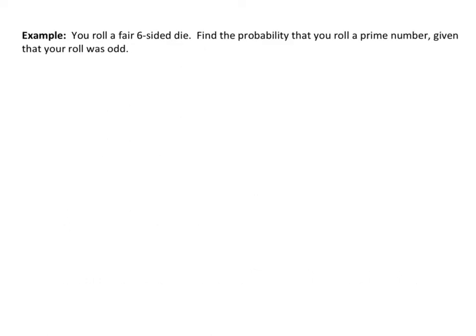So here's this simple example. Let's say that you roll a fair six-sided die, and I ask you to find the probability that you roll a prime number given that your roll was odd. I'd really like to do this problem two ways. I'd like to do it just thinking about it, and then I'd like to use the formula and show you that we get the same thing. Now, to be fair, just because you're using the formula doesn't mean that you're not being logical. These aren't opposites of one another, but they are different ways of approaching the problem.